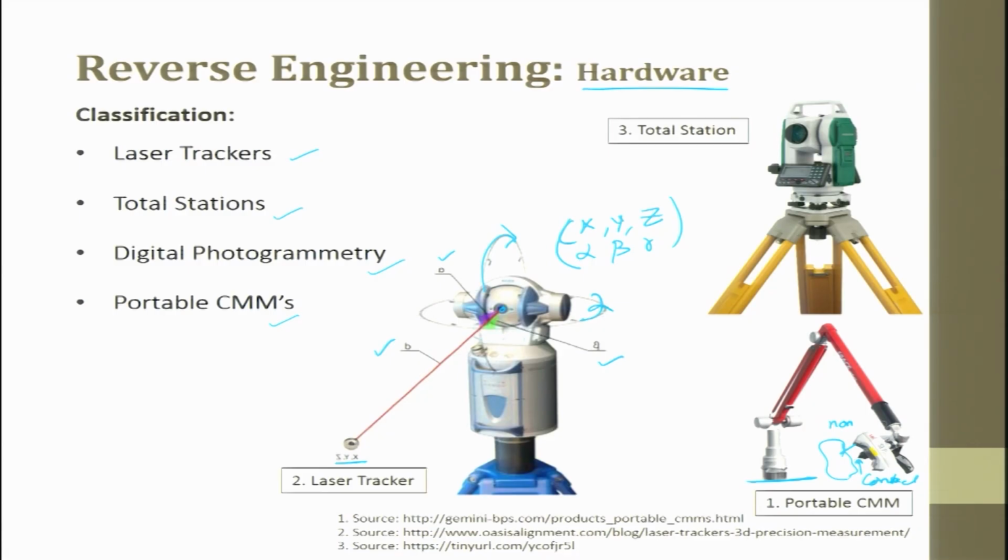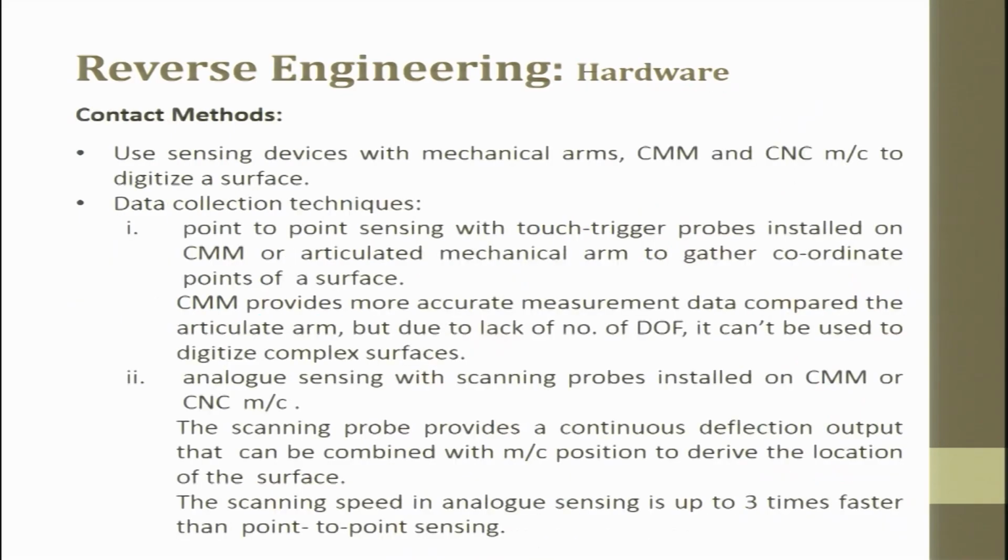This is a total station, which civil engineers generally use. With the total station, you can have a laser focusing on those points, and you have a display wherein you can do some soft computation and then get the output. The contact methods use a sensing device with a mechanical arm, CMM and CNC machines to digitize a surface.